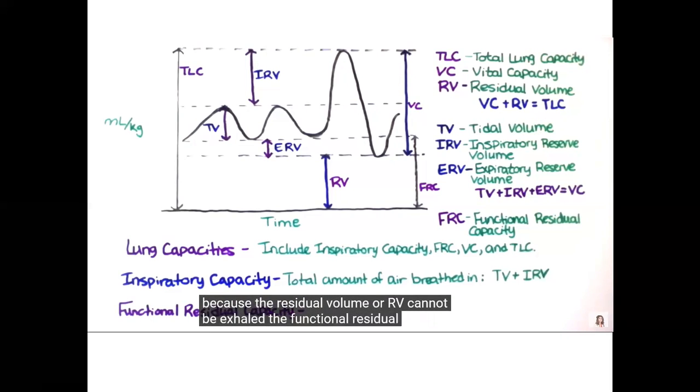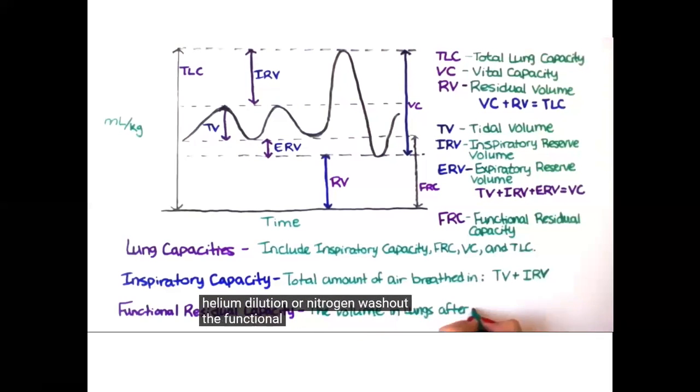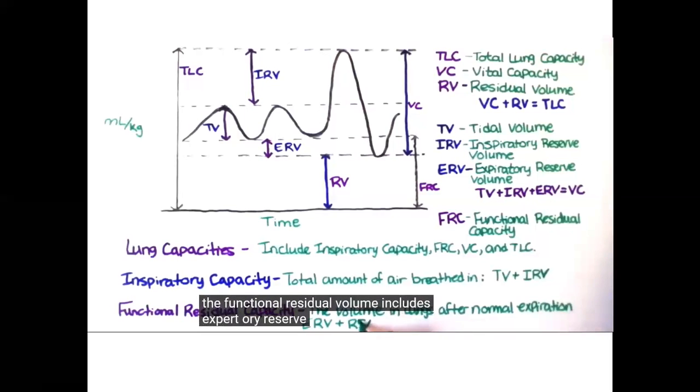The functional residual volume is measured indirectly using helium dilution or nitrogen washout. The functional residual volume includes expiratory reserve volume and the residual volume.